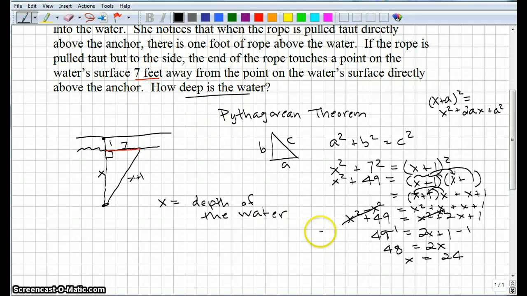How deep is the water? And our units are in feet, because we were told that it was 1 foot above the water when it was pulled taut, directly above the anchor. So everything's in feet. So this is 24 feet, and that's our answer. So the water has to be 24 feet deep if you have a rope that's 1 foot above the water line when it's pulled directly above the anchor, and is right at the water line when it's pulled 7 feet to the side. Okay? So there you go. The answer is 24 feet.